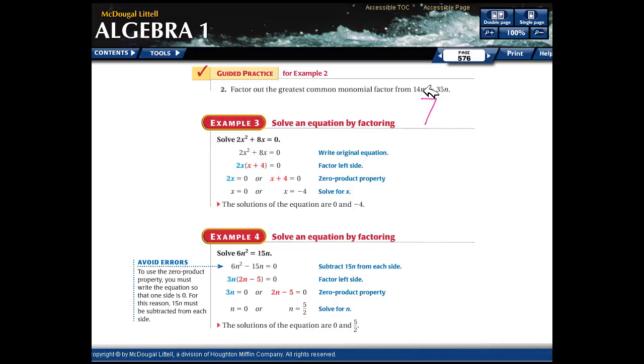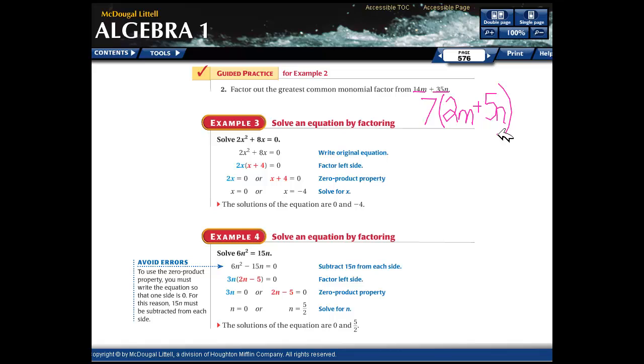That just has an m, that just has an n, so there's no letters that are coming out. So if I divide this by 7, I end up with 2m left over. And if I divide this by 7, I end up with 5n, and it's a positive, so there's a plus 5n. So 7 times (2m plus 5n). That is our answer.